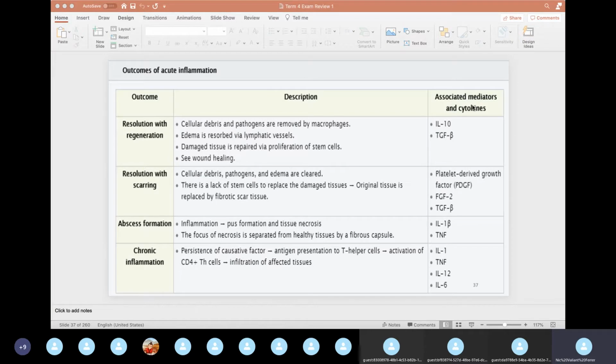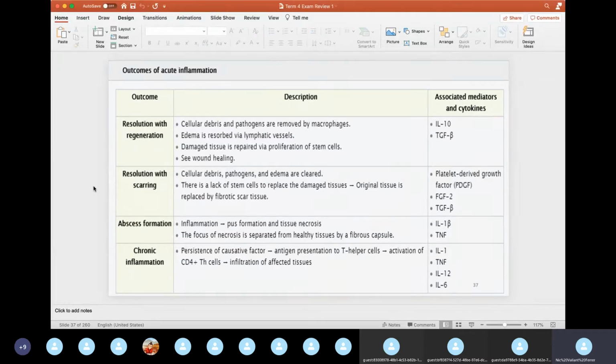Don't forget the outcomes and the associated cytokines. That's high yield. I can have scarring. I can have chronic inflammation. So the activation of my, what is that? CD4 TH cells. I can have abscess. I can have persistent acute inflammation, IL-8. Or the best way is resolution and healing. Don't forget IL-10 and TGF-beta for that one.